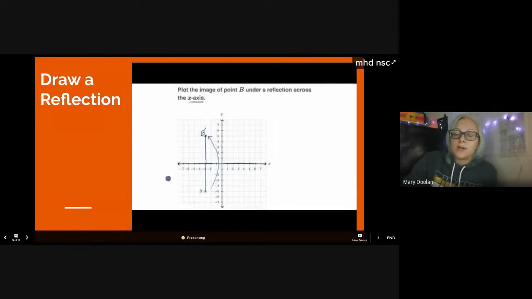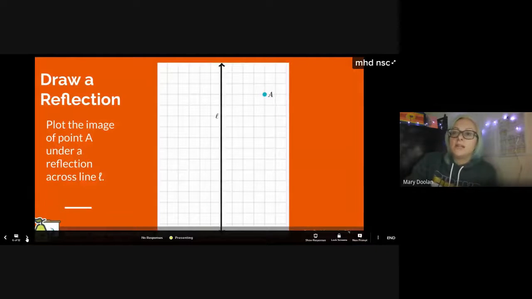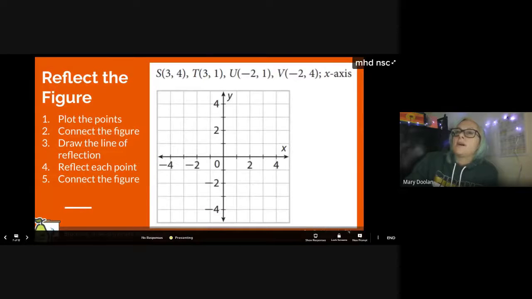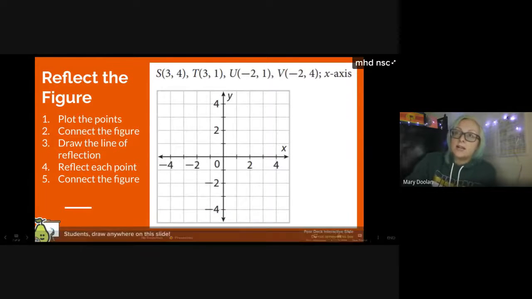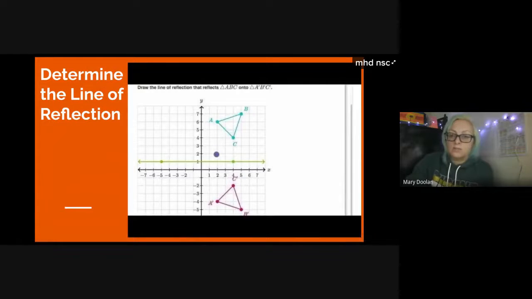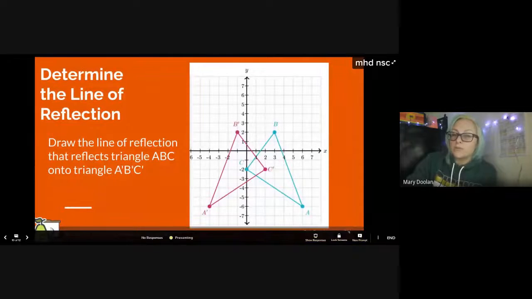What you're going to do now is I'm going to kind of turn you loose. You have a video on how to draw a reflection. You have an interactive slide on drawing a reflection. You have another interactive slide on reflecting a figure. You have another little video determining the line of reflection. You have an activity where you're going to determine the line of reflection. Line of reflection could be any line.